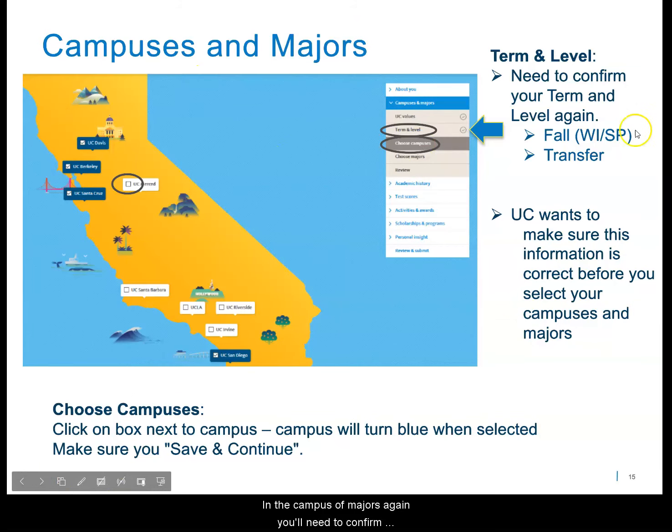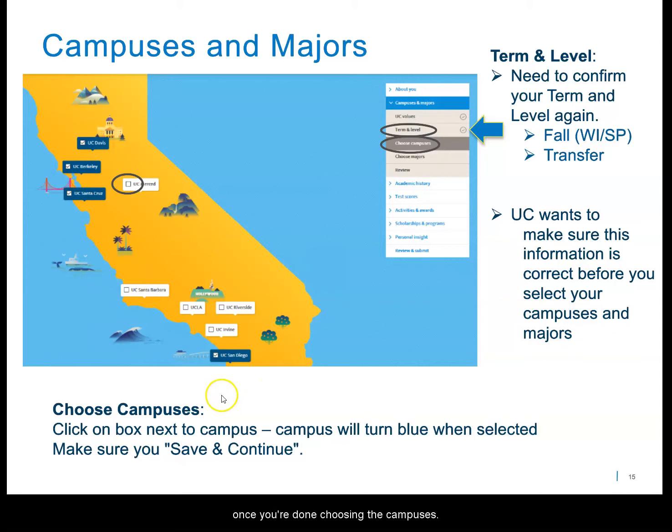So in the campus and majors, again, you'll need to confirm once again your term and level. So you'll basically confirm what term, whether it's fall, winter, or spring, and your transfer level. The UC wants to make sure the information is correct before you select your campuses and majors. The way you choose your campuses, you basically click on the little box of the UC you want to apply to. You'll notice that once you select it, they turn blue. And then you can save and continue once you're done choosing the campuses.